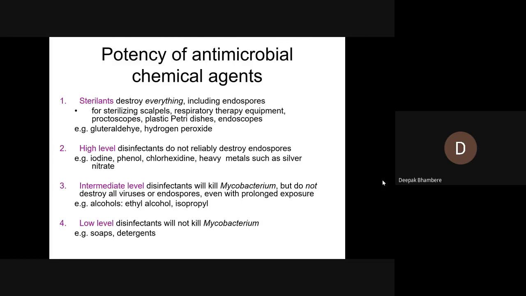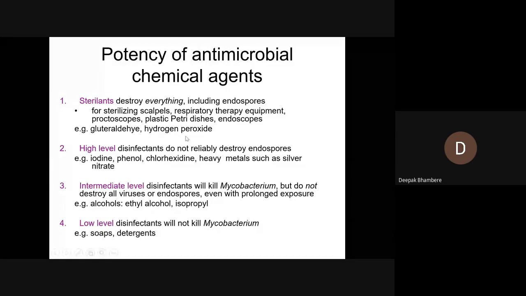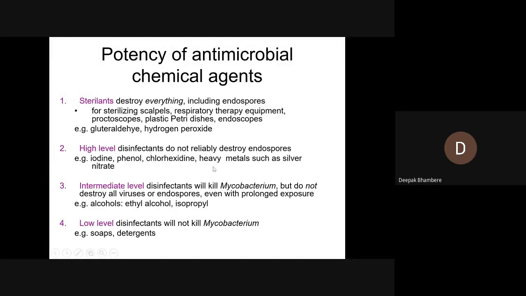Then there is a second class of antimicrobial agent, the high-level disinfectants, which do not reliably destroy the endospores, but have the ability to kill some mycobacteria and the vegetative cells. The common examples are most of the halogens like chlorine or iodine, phenol, chlorhexidine, and heavy metals such as silver nitrate. You can find chlorhexidine mouthwash in the market, which can be used to clean the mouth.